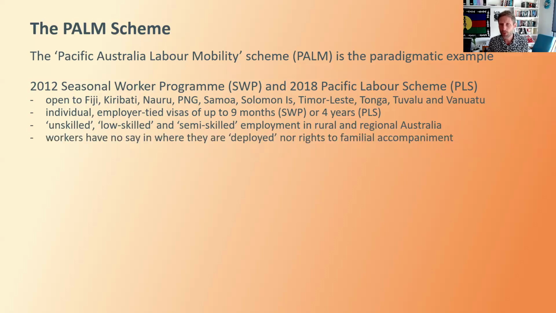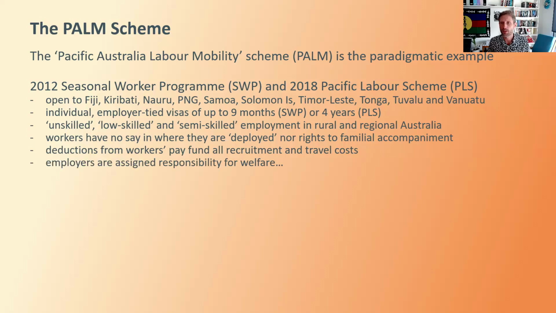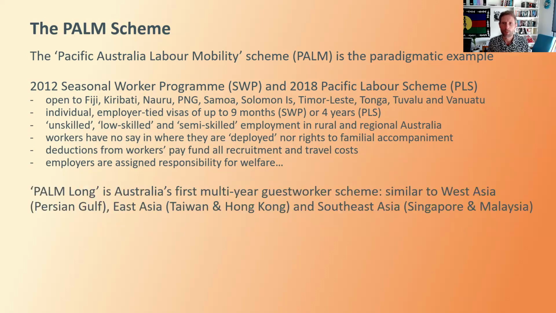And workers who are employed through these schemes have no real say in where they are deployed, to use the language of the scheme, and nor do they have any rights to family accompaniment. And this also applies to those workers who are here for 4-year contracts. So effectively that entails 4 years of separation from romantic partners and dependent children. Deductions are taken from workers' pay to fund all of the recruitment and travel costs associated with the scheme. And yet employers are the ones who are assigned responsibility for overall welfare of the workers, even in remote locations. So you can get a sense of the kind of power imbalances which are ingrained through the program.